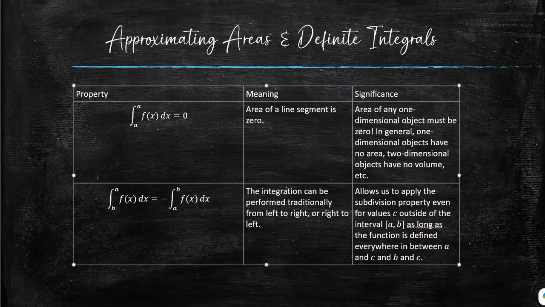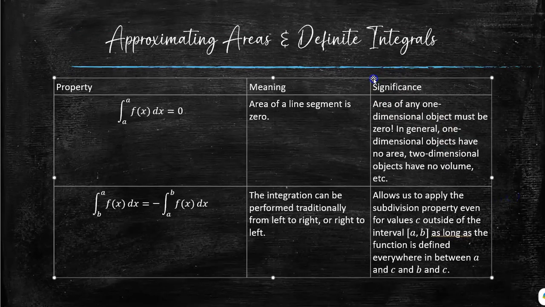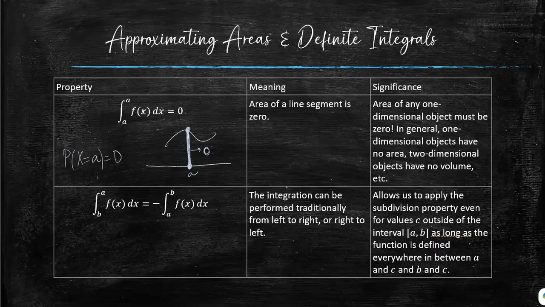It says if you integrate a function from a to a, the answer will be 0. Why is that? That's because line segments don't have areas. Integrating a function on the interval created by a single point doesn't give us the second dimension. We're still in one dimension, and one-dimensional objects don't have areas. So the area is 0. One consequence of this is the probability of a continuous random variable being equal to any particular value is always equal to 0.